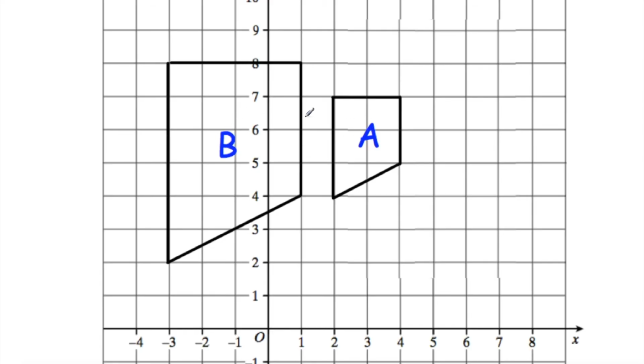Well, A has been enlarged and it's given us trapezium B. So the center of enlargement is going to be over here somewhere. So let's get our ruler and our pencil. And what we're going to do is draw lines through the corresponding points. So I'm going to start off with this top right point here and this top right point here. So I'm going to draw a line through those points and then carry it on.